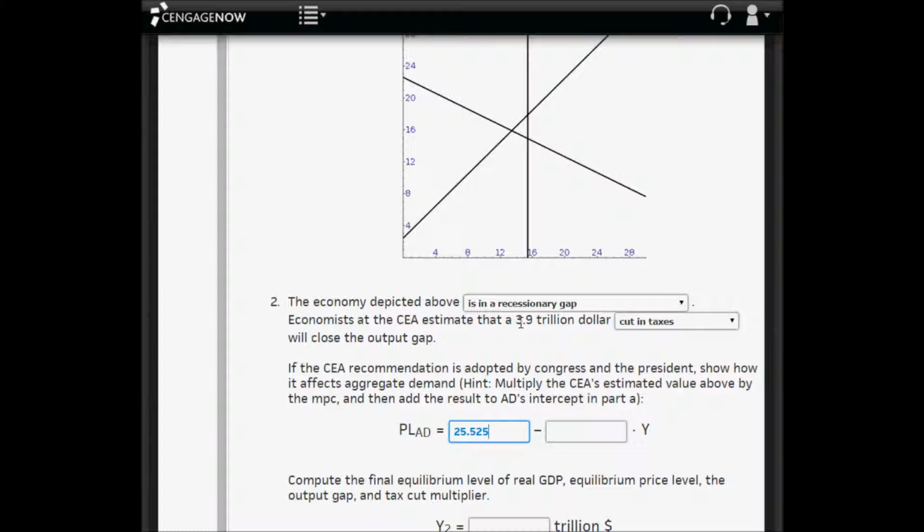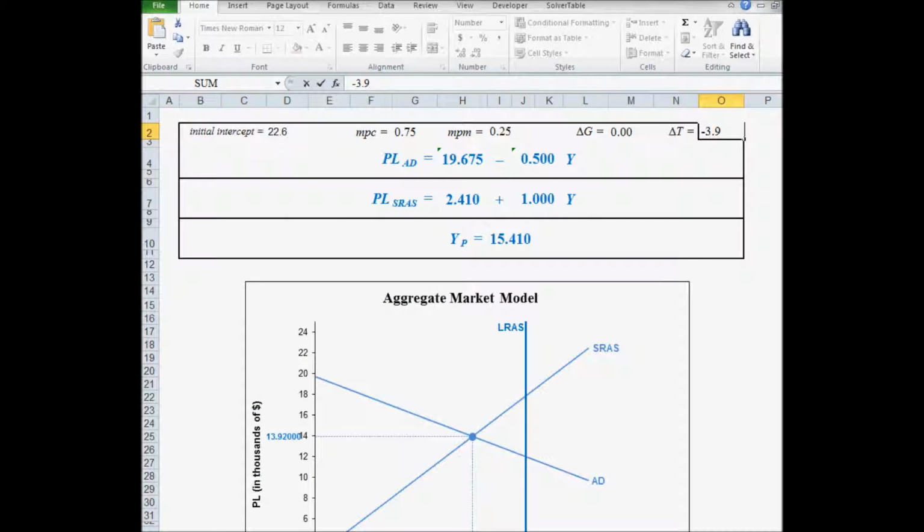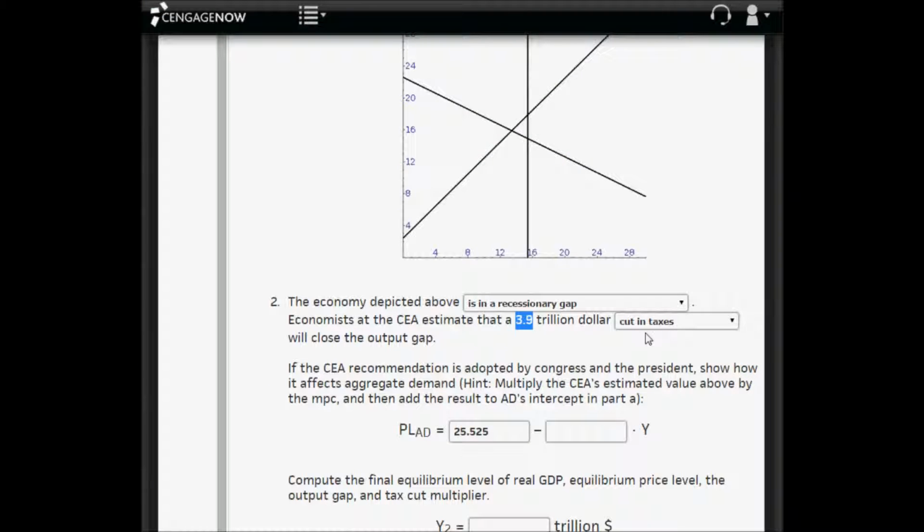To double check that is the case, we're going to take the tax cut here, 3.9, and put it up here. And the tax cut of $3.9 trillion is enough to close this gap. So we need a huge tax cut to close this gap because short-run aggregate supply is relatively inelastic. And you can see that the new intercept of aggregate demand is in fact 25.525. The slope is still 0.500. That didn't change because the MPC and the MPM are held constant.